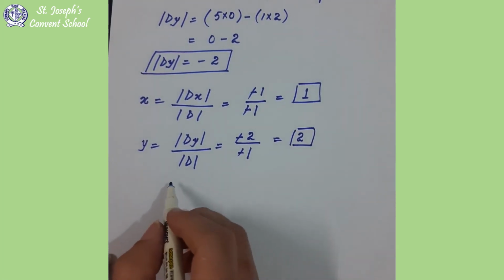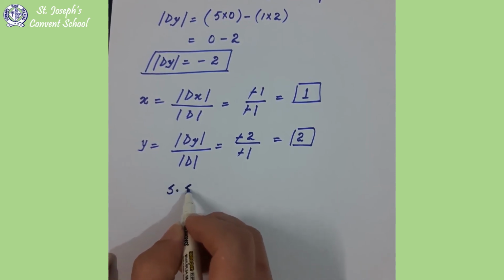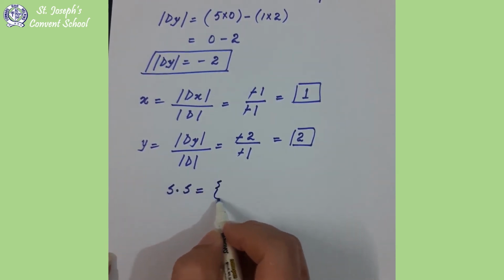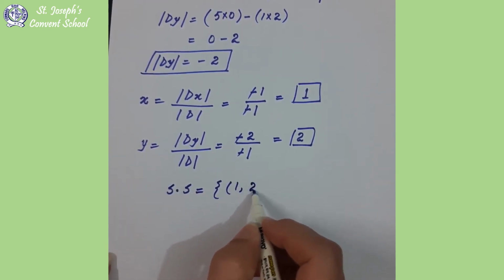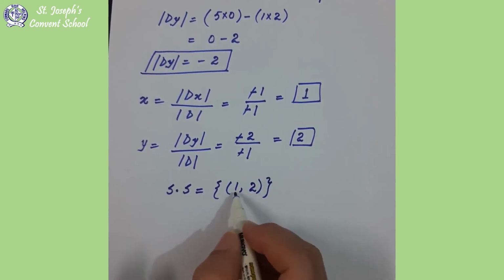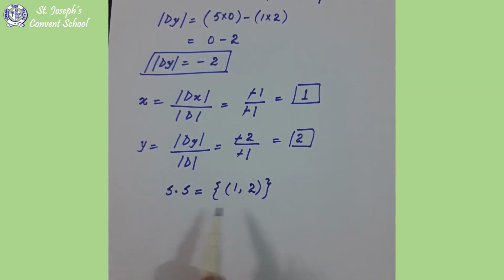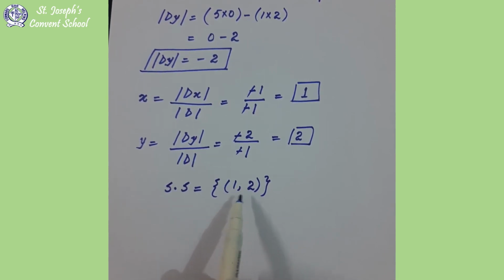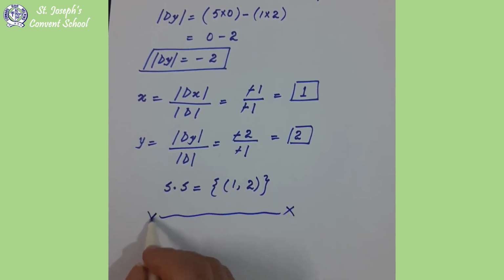So now we got the answer. Solution set you will write in the end. Solution set is equals to 1 and 2. Always write the value of x first and then y, in curly brackets, and then in small brackets you'll write x and y. This is an ordered pair. I hope you have understood both the methods.